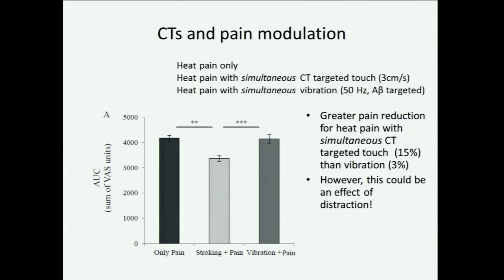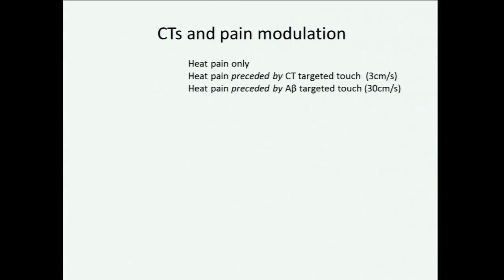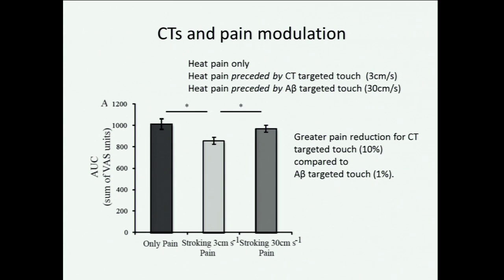But we were criticized that this could just be an effect of distraction somehow, or not specific to the CT system. So we separated the two stimuli in time instead. We brushed first and then applied the heat pain, or we applied fast brush stroking and then the heat pain. And we got a significant pain reduction when the heat pain was preceded by slow, CT-targeted stroking, but not by fast A-beta-targeted stroking.